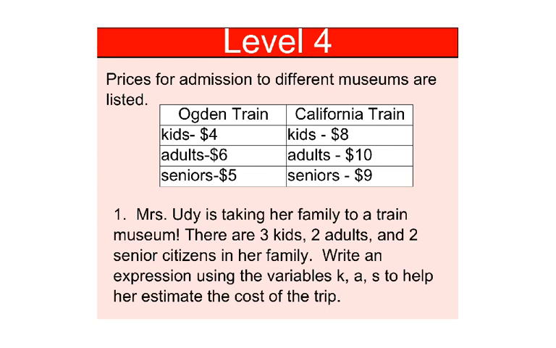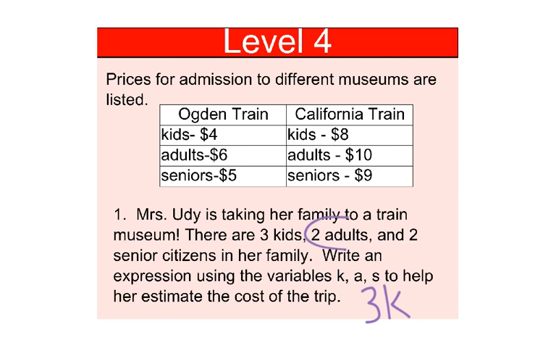Anyway, it says Mrs. Udy is taking her family to a train museum. There are 3 kids, 2 adults, and 2 senior citizens in her family. That's her parents. Write an expression using the variables K, A, and S to help her estimate the cost of the trip. So K stands for the price of the kids' ticket. So how many kids are there? There are 3 kids. So 3 times the cost of the kids' ticket, so 3K.